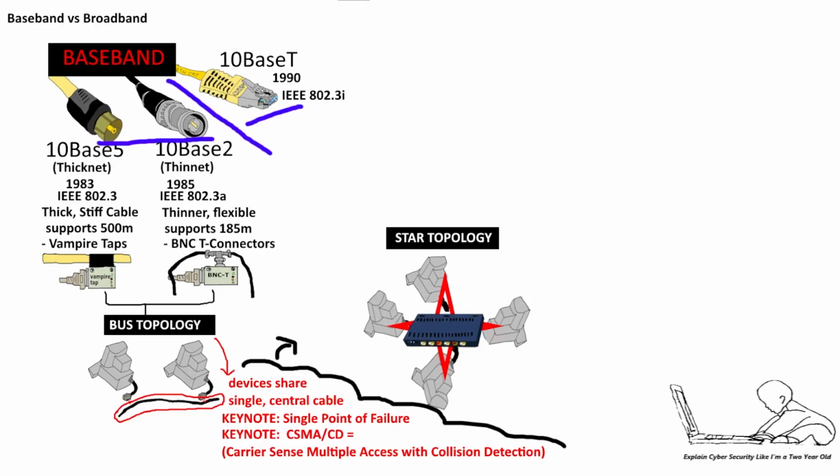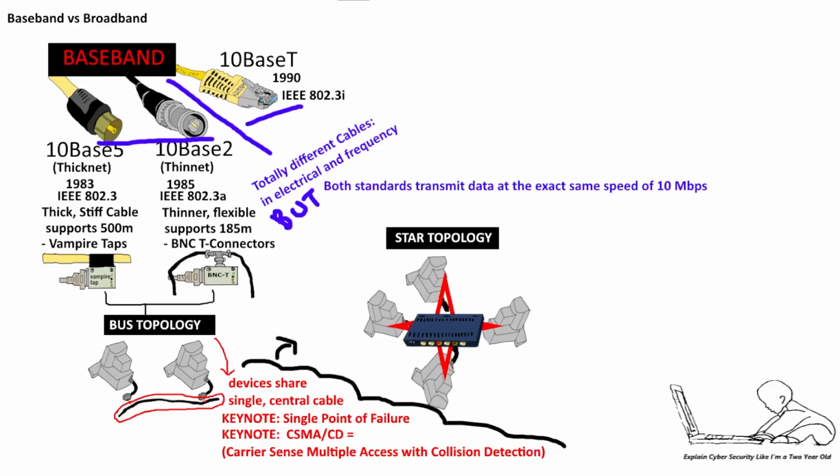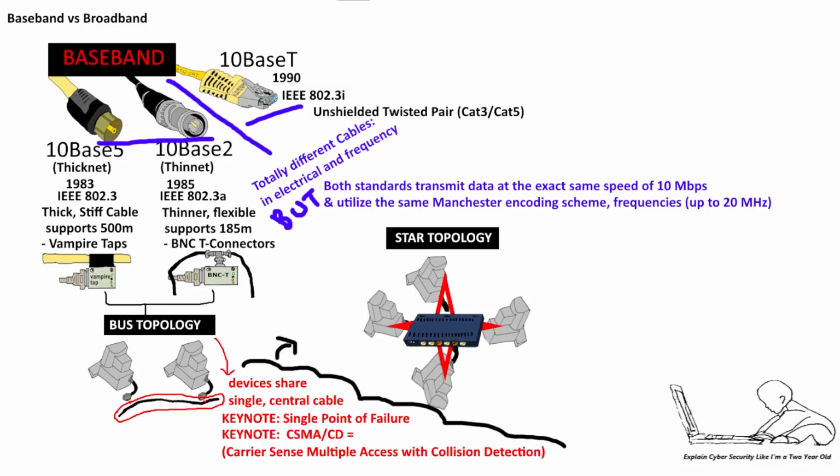And it's worth noting that 10Base5 and 10Base2 are totally different type of cables compared to 10Base2 in both electrical and frequency ranges and characteristics. But to confuse matters, both standards transmit the exact same speed of 10 megabytes per second, and they both utilize the same Manchester encoding scheme, which allows frequencies of up to 20 MHz. But 10Base2 is a totally different physical type of cable, and in the 1990s it was known as unshielded twisted pair UTP, which was a Cat3 or Cat5 type of cable with an RJ45 connector, and this used to be used for regular twisted copper telephone lines, totally different to coaxial cables.